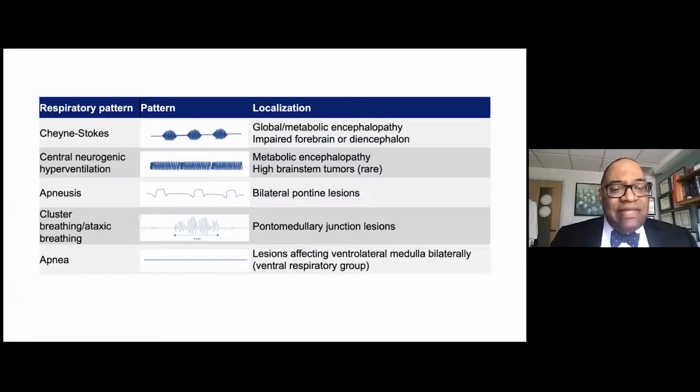And usually when I see this in patients, I think of more metabolic issues or issues of things like congestive heart failure. This is probably one of the more common types of breathing disorders seen in the medical ICUs or patients with CHF.